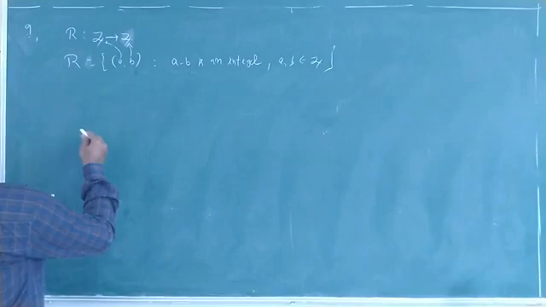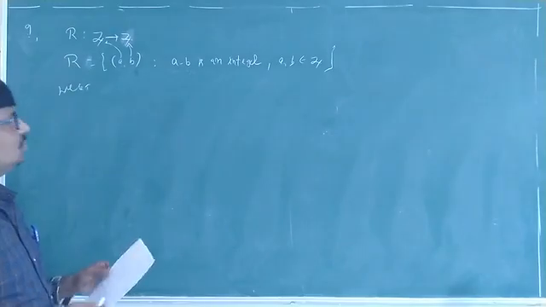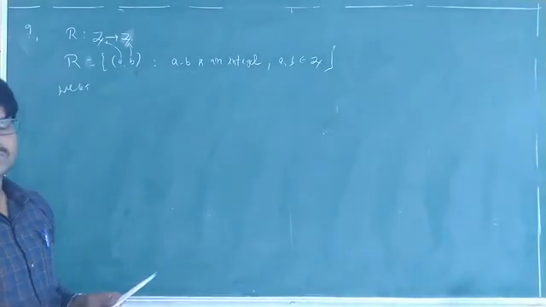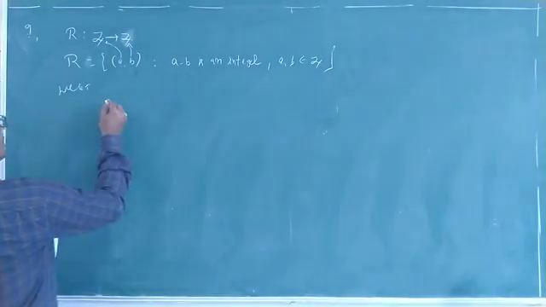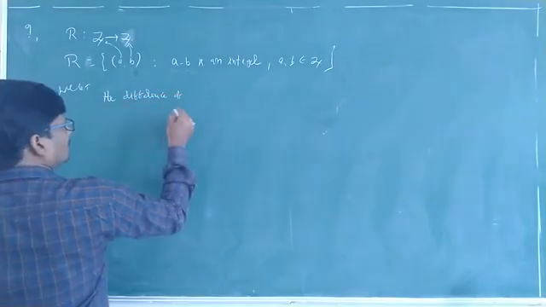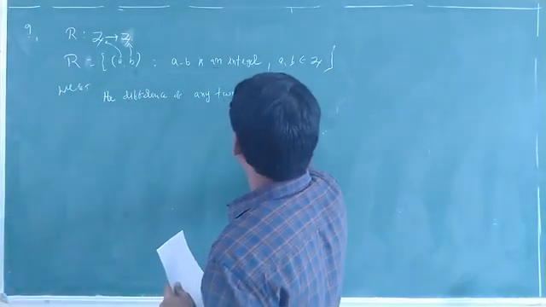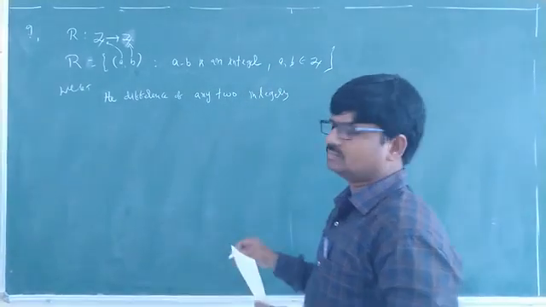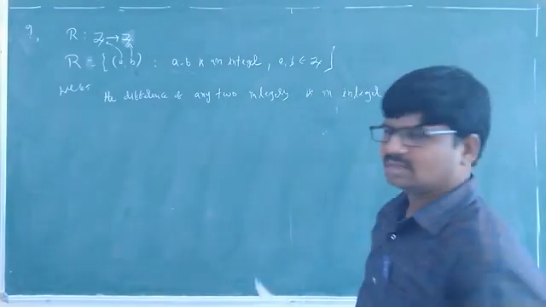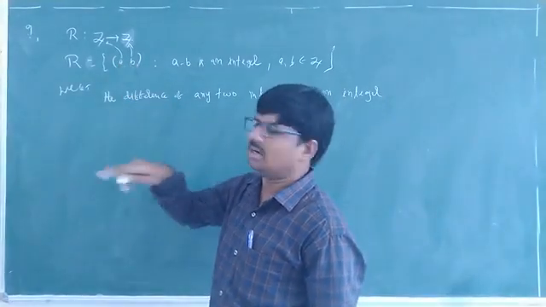Here there is actually no need to write the roster form. If you try to write the roster form, you will get infinite ordered pairs. That is why you have to understand the question. We know that the difference of any two integers is an integer. That means here A is compulsorily an integer, and A minus B also will be an integer only.